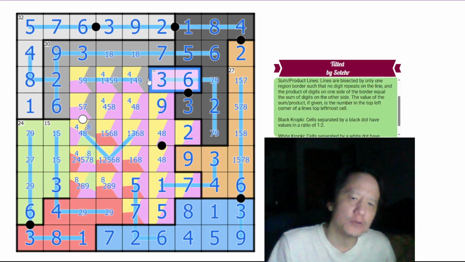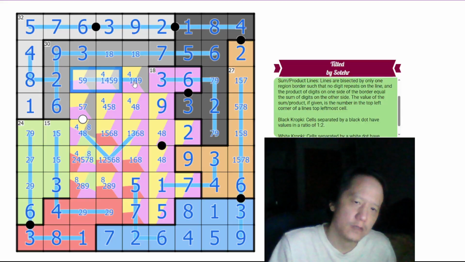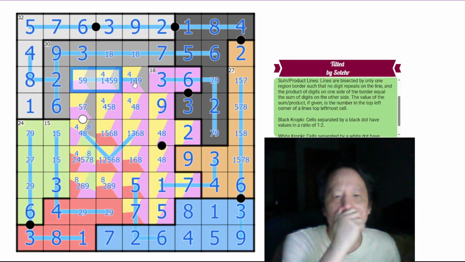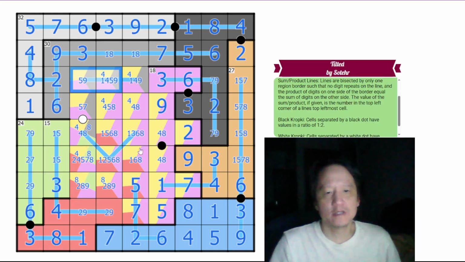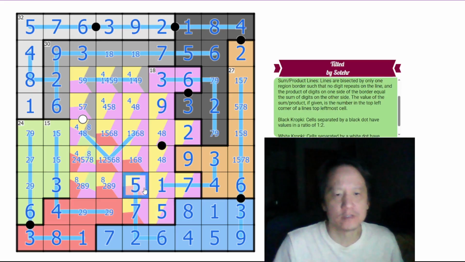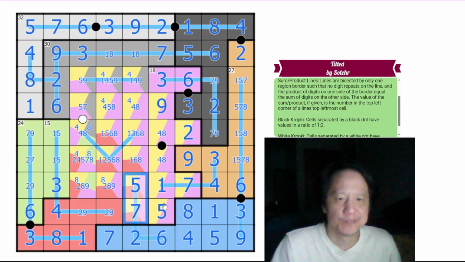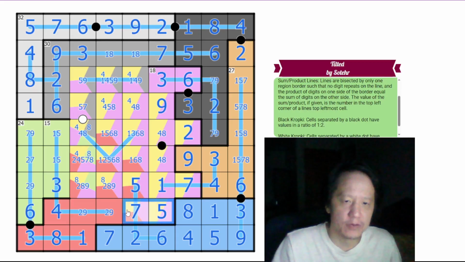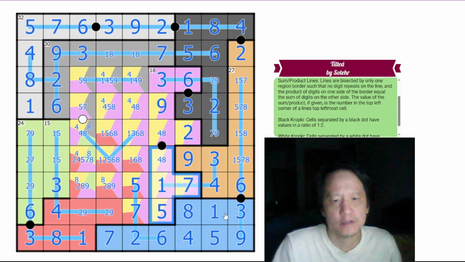Interesting. So if this is pink going this way, and it's just 4, this is gray. Huh. That's interesting. So these are separate regions, but it could be red. Oh, this can't go this way. So this has to go up. So these are all the same region.